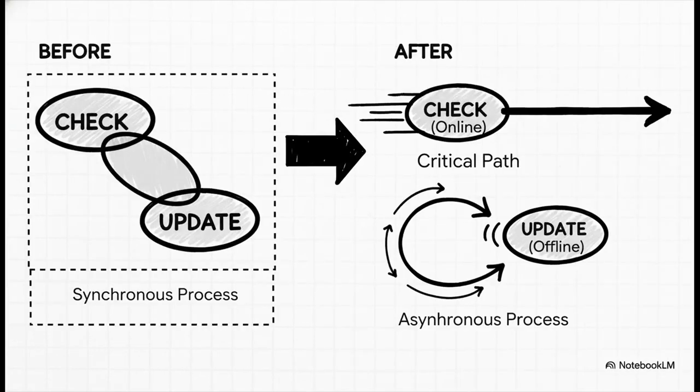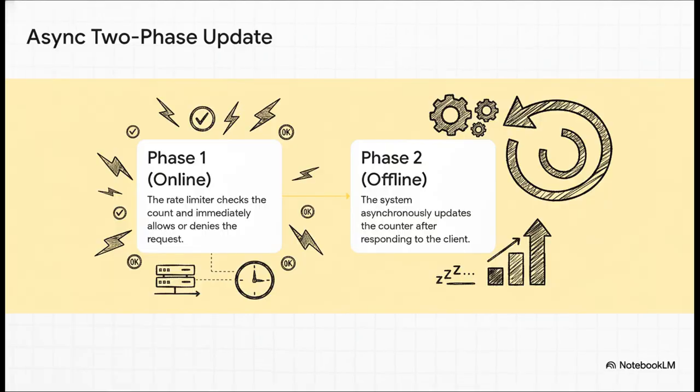So the key insight here, the big idea, is this. We can decouple the decision from that expensive write operation. We make the decision based on the data we have in front of us right now, and then we handle the update asynchronously, taking it completely off the client's critical path. And this slide illustrates that two-phase approach brilliantly.